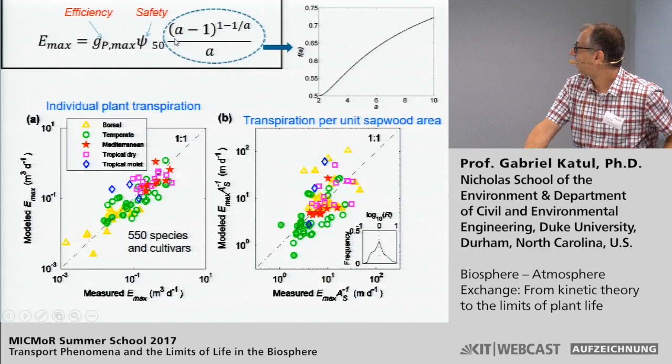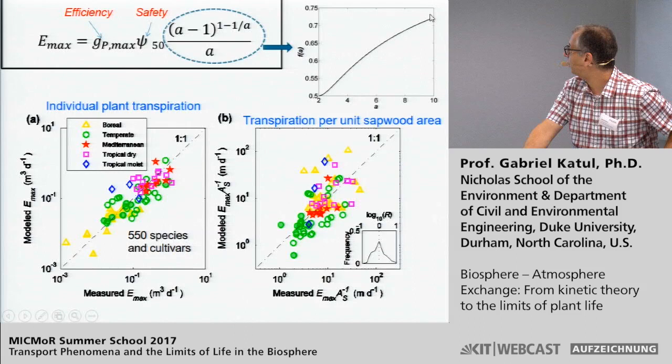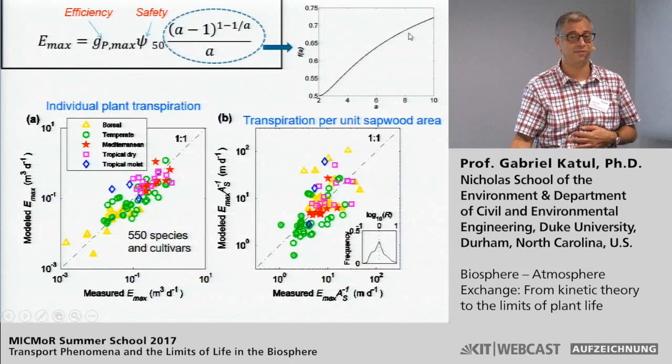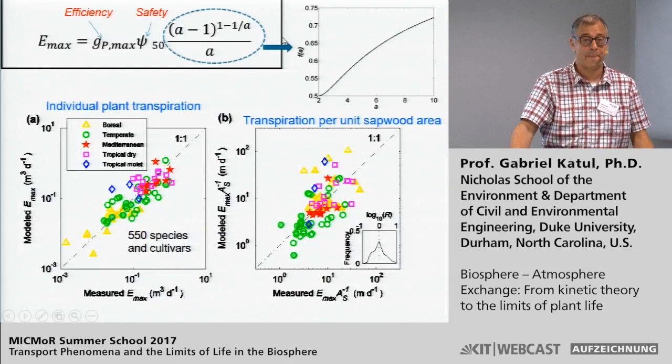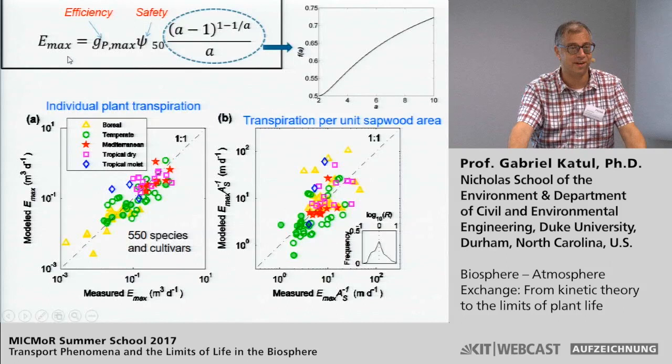Now, if you do a sensitivity analysis, and Stefano has done this, you take all the vulnerability curves that have been published in the literature, and you look at the value of A, it turns out to vary from 2 to 10, which is a lot. But this F of A that I show here varies from 0.5 to 0.7. So in the business of plants, between friends, we're not going to worry about this variation. So we're going to treat it roughly as a constant. If you do that, the concept of safety and efficiency immediately emerges. It's actually the product of, so the maximum transpiration rate is actually the product of safety by efficiency.